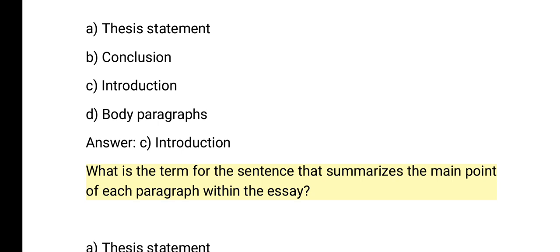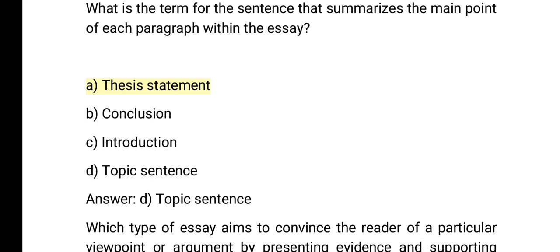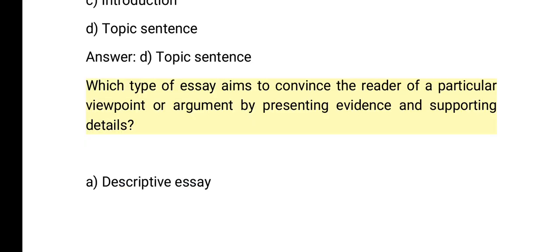essay? A. Thesis statement. B. Conclusion. C. Introduction. D. Topic sentence. Answer: D. Topic sentence. Which type of essay aims to convince the reader of a particular viewpoint or argument by presenting evidence and supporting details?